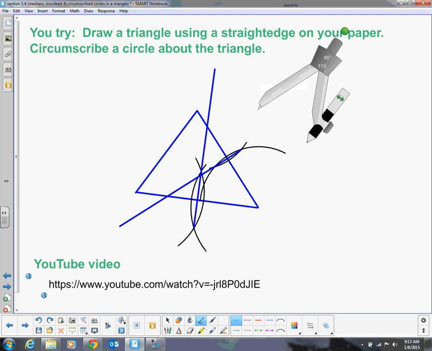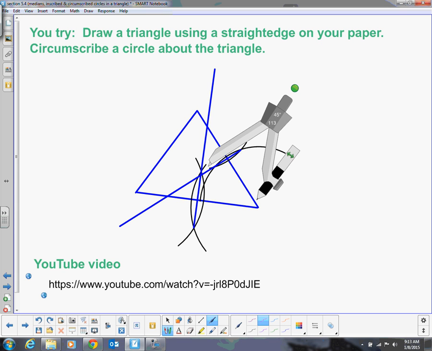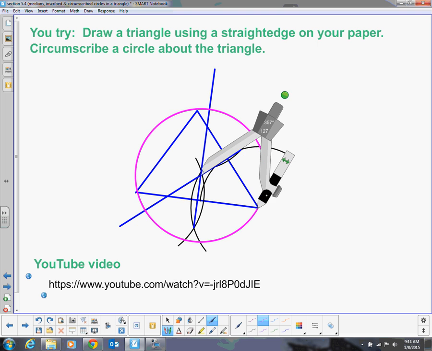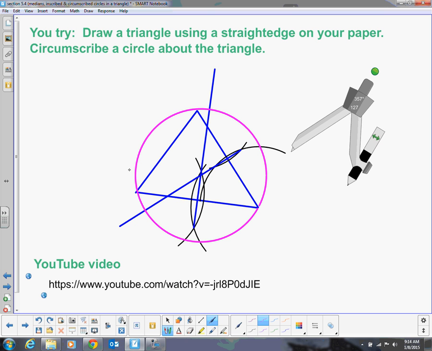And where they intersect is going to be the center of my circle. So there's my point of concurrency. I put my compass point on the point of intersection, and I put my pencil point on one of the vertices. All right. If you remember, every point on this perpendicular bisector is equidistant from these 2 points. Every point on this perpendicular bisector is equidistant from those 2 points. So the point of intersection is equidistant from them all. And once you do that, then you get your circle, and it touches all 3 vertices.